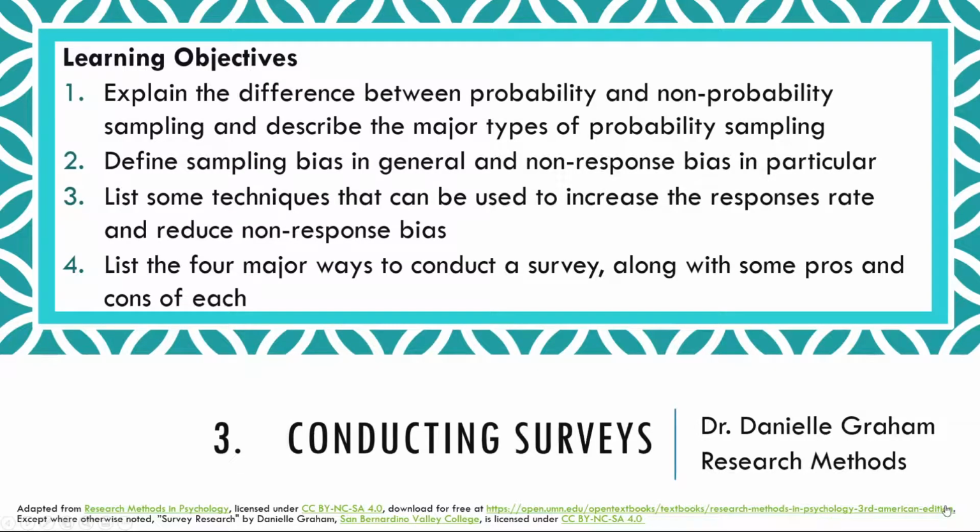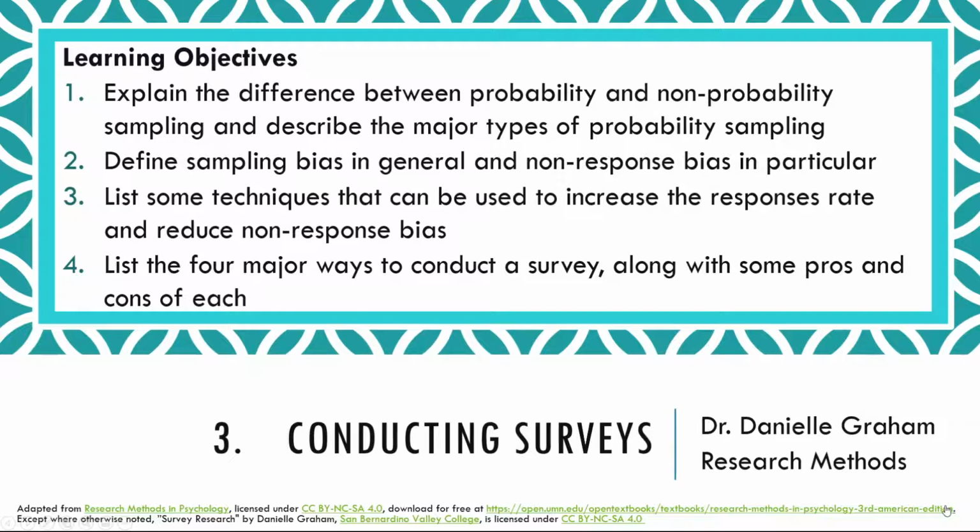Section 3, Conducting Surveys. The learning objectives for this section are: 1. Explain the difference between probability and non-probability sampling and describe the major types of probability sampling. 2. Define sampling bias in general and non-response bias in particular.